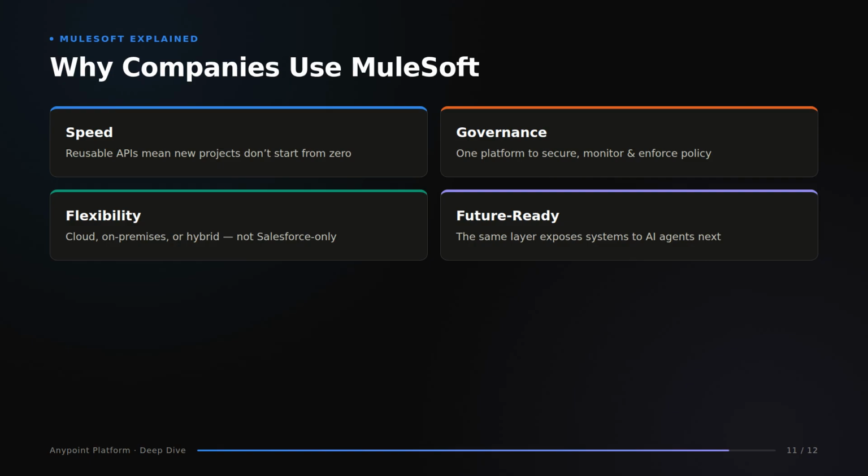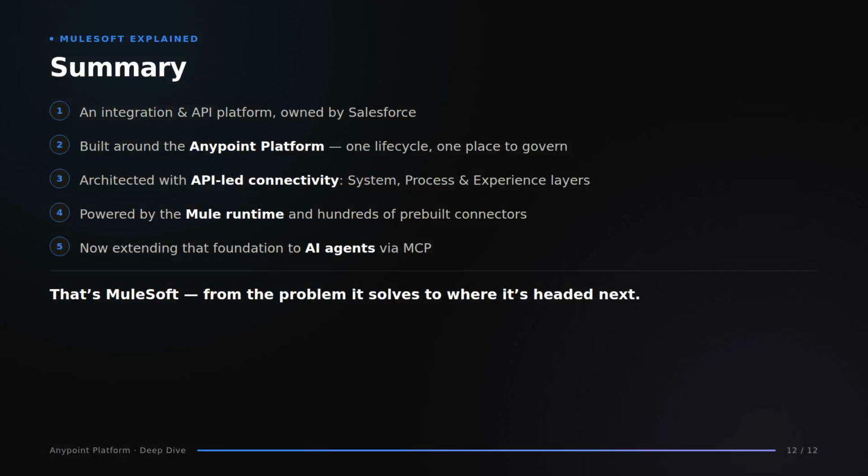So, to recap, MuleSoft is an integration and API platform, owned by Salesforce, built around the Anypoint Platform. Its core architecture, API-led connectivity, organizes integrations into reusable system, process, and experience API layers instead of tangled point-to-point connections. Tools like Anypoint Studio, Exchange, and Runtime Manager support the full lifecycle, and the underlying Mule engine, plus hundreds of connectors, does the heavy lifting. And today, that same foundation is extending into AI, letting agents securely reach enterprise data through MCP. That's MuleSoft, from the problem it solves to where it's headed next.